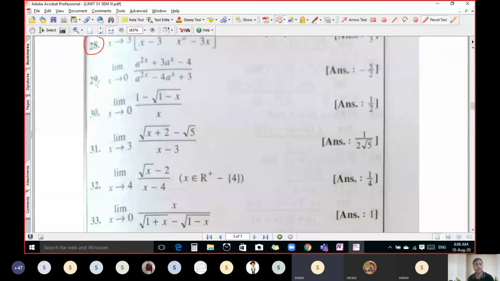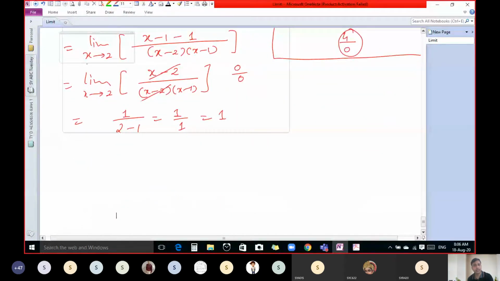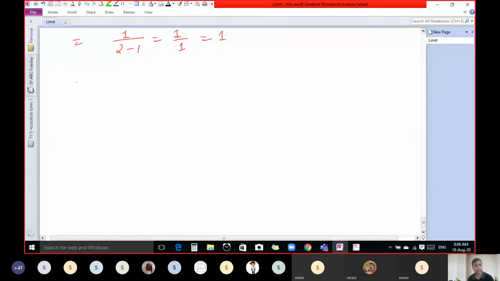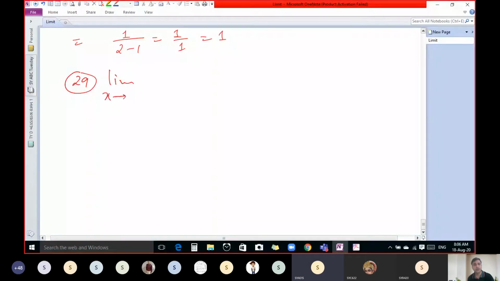We will do question number 29. It is a slightly typical question. Question number 29. Limit x tends to 0, a raised to 2x plus 3 into a raised to x minus 4 upon a raised to 2x minus 4 into a raised to x plus 3.